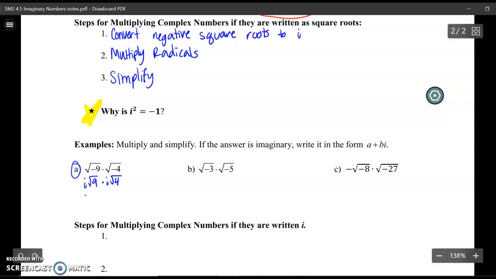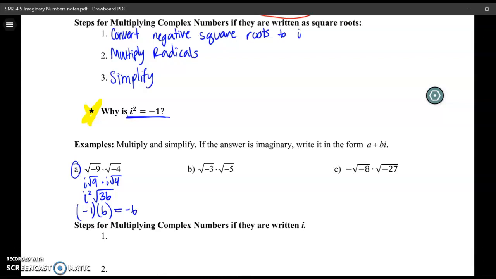So I'm going to get, remember I multiply the outside numbers together, so I get i squared, and then I multiply the inside numbers together, so 9 times 4 is 36. Then I'm just going to simplify. I know that the square root of 36 is 6, so I'm going to leave it like that. And because of up here, I know that i squared is equal to -1. So I'm going to replace the i squared with -1. So that's just going to be equal to -6.